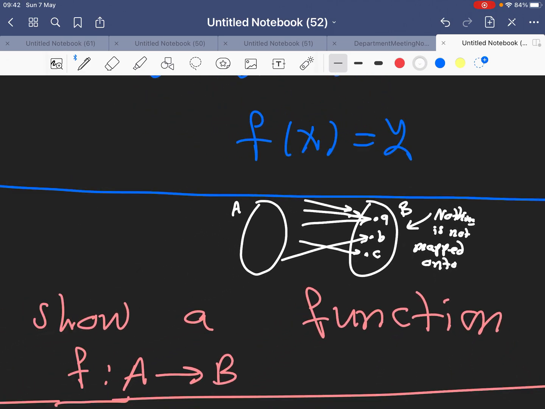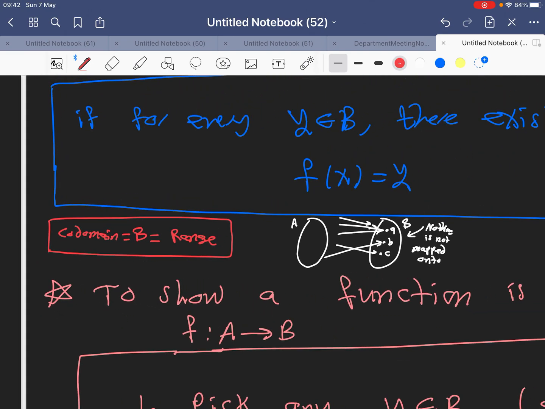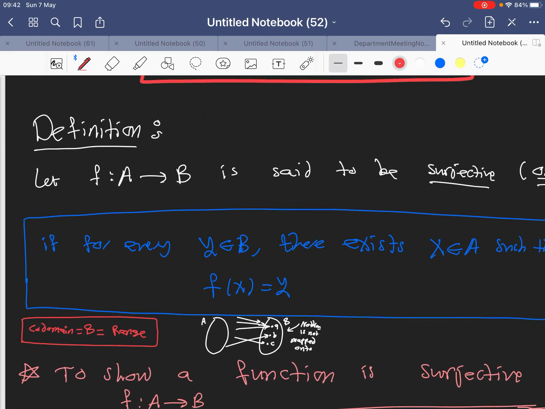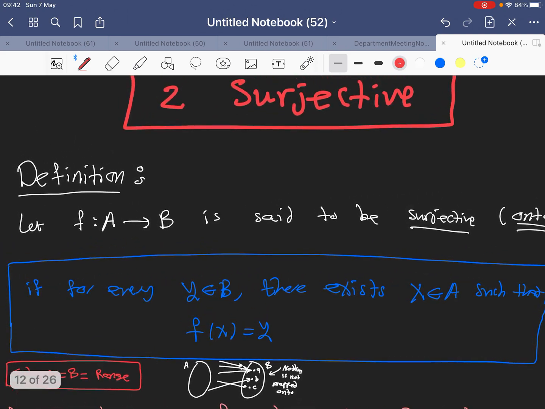In other words, if we go back to the introduction topic, this means the codomain, which is equal to B, is the same as the range. You remember the range is the actual output. This means the actual output is everything in B. Everything in B will be in the range. So this is the definition for surjective. I would like you to pause this video, think about it, memorize it, and make sure you understand it, because it's a very important topic and we will use it many times.